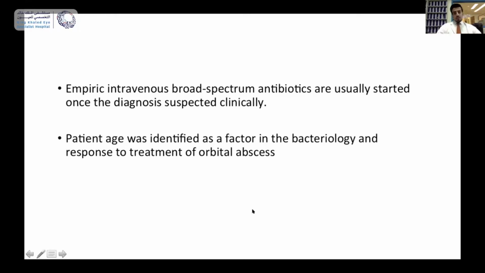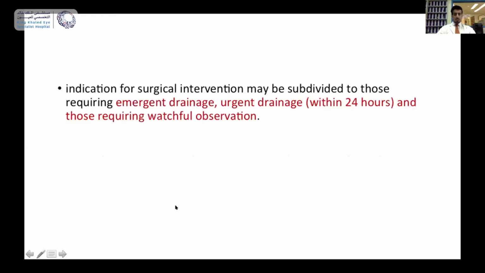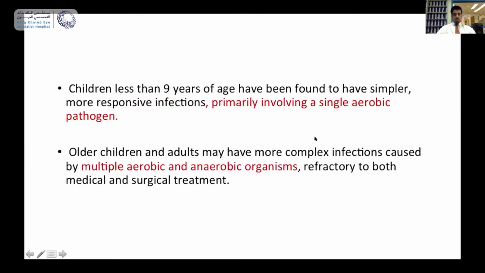And they found that age of the patient is a factor in the bacteriology and response to treatment of orbital cellulitis. Harris found that children less than 9 years of age have a simpler, more responsive infection caused usually by a single aerobic organism, while older children and adults may have more complex infection caused by multiple organisms, can be aerobic and anaerobic, and usually it's more refractory to treatment, both medical and surgical. And that group usually has more complications than the children.